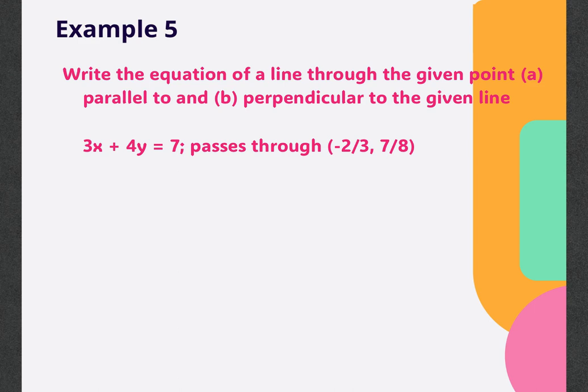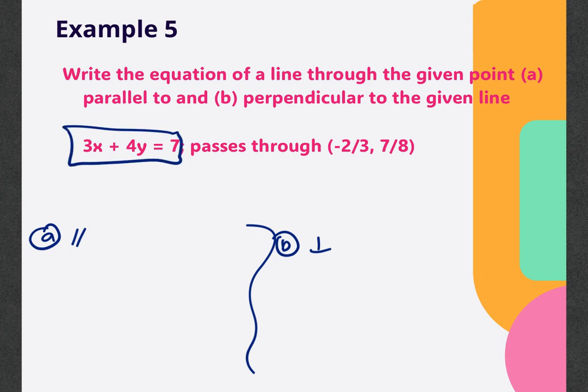All right, example 5 says write the equation of a line through the given point that is A parallel to and B perpendicular to the given line. So this is a two-part question. The first, we're going to find a line that is parallel to the given line. The B, we're going to find the line that is perpendicular to the given line. So here's my given line. How do I find the slope of that line?